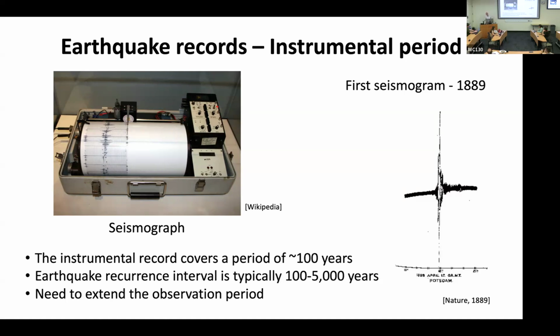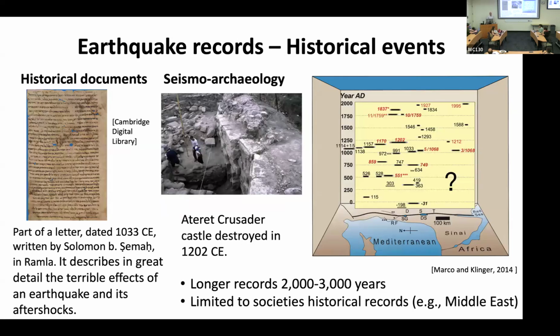Also, in the first period the measurements weren't that accurate. The instruments weren't very good. Nowadays they are much more sensitive and can pick up a lot more. So we need to extend this observation period, and there are different ways of extending it. In some places where we have historical documents or archaeological sites, we can extend it for thousands of years.